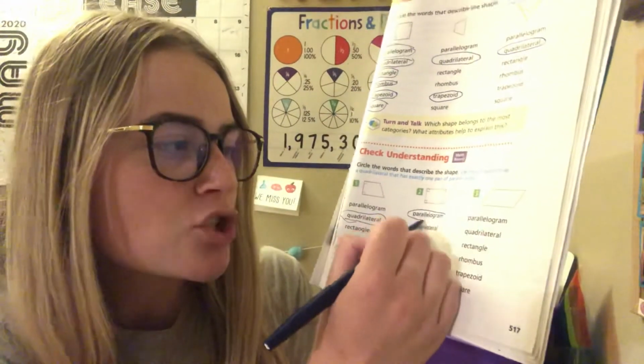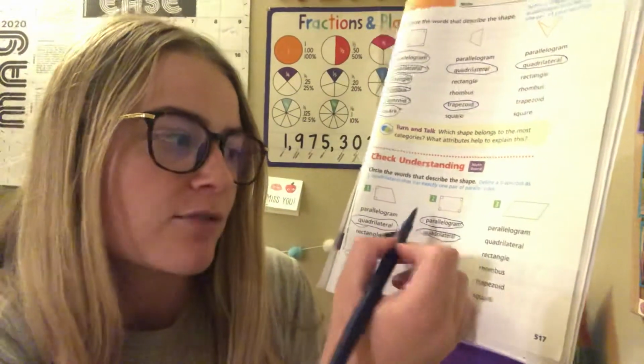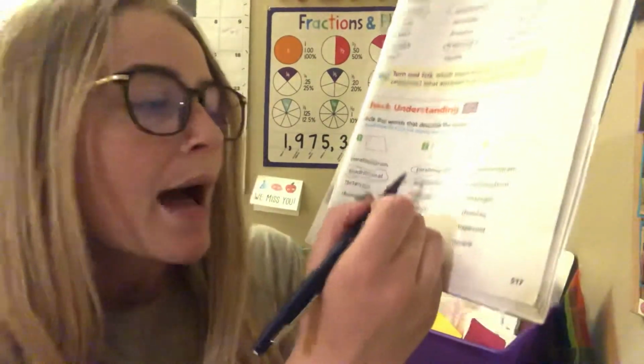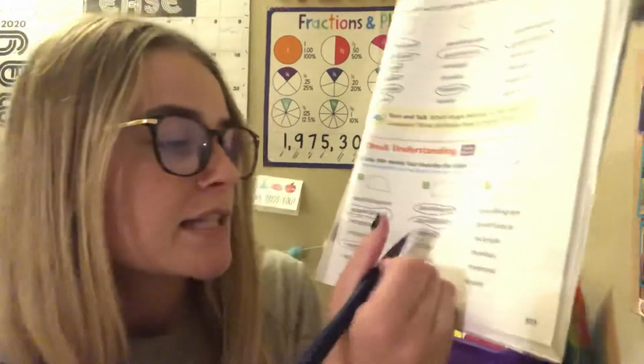Number 2, parallelogram, yes, because it has 2 sets of parallel sides. Quadrilateral, yes, because it has 4 sides and 4 angles. Rectangle, yes, because it has 4 right angles. Rhombus, no, not a rhombus, because it does not have 4 equal sides.